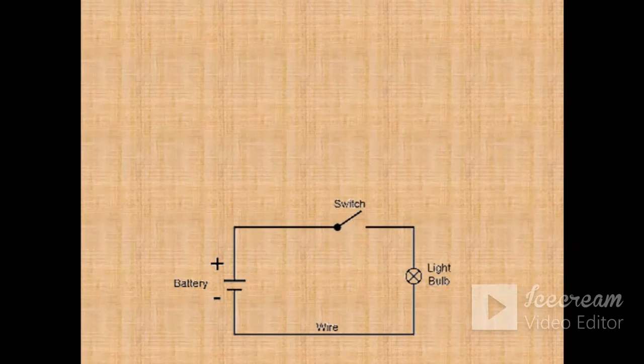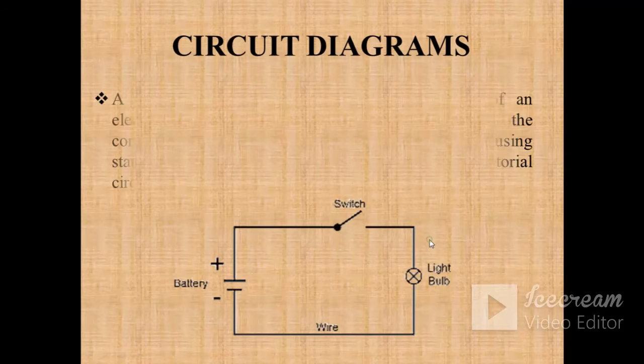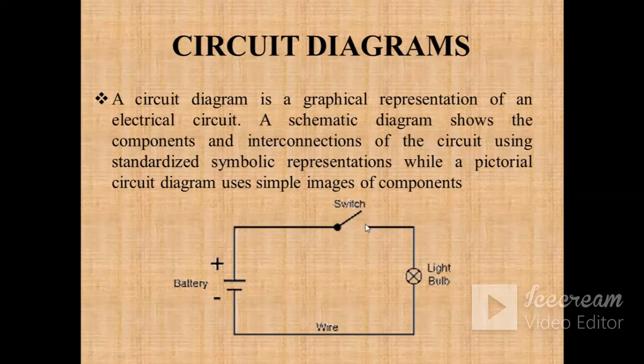So let's see what is a circuit diagram. A circuit diagram is a graphical representation of an electrical circuit. A schematic diagram shows the components and interconnection of the circuit using standardized symbolic representations, while a pictorial circuit diagram uses simple images of components. Like we have discussed in the previous video, the various types of electric symbols.